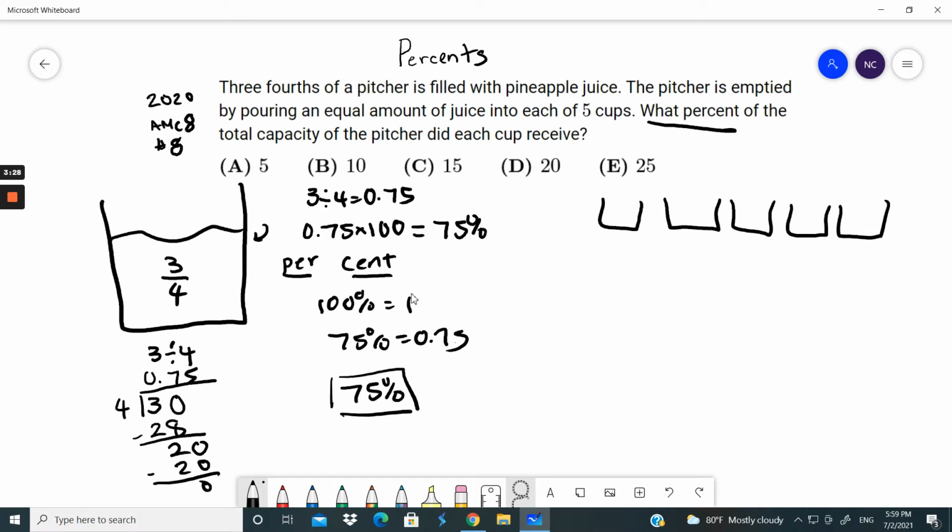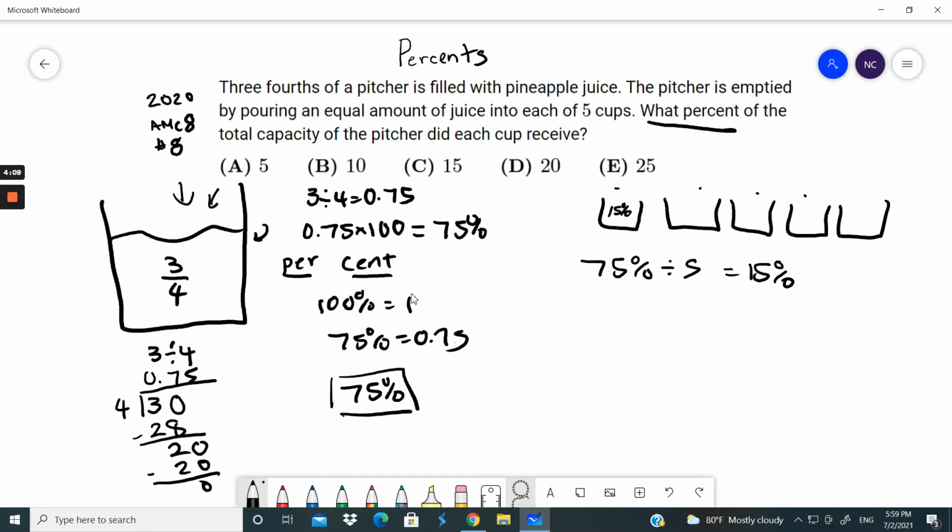And we want to divide that 75% among 5 cups. This might be a little trickier if we wanted to know how much of the cups were full. But we don't. We want to know how much of this pitcher is in each of these little cups. So all we essentially need to do is divide the 75% into 5 cups. So 75% divided by 5 is equal to 15%. So each of these cups has 15% of this original pitcher in them.